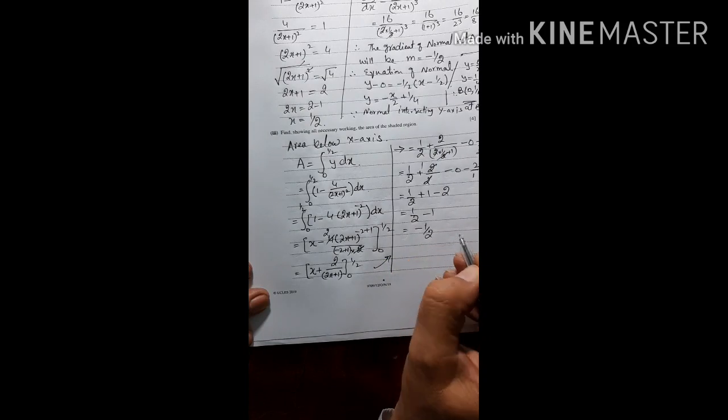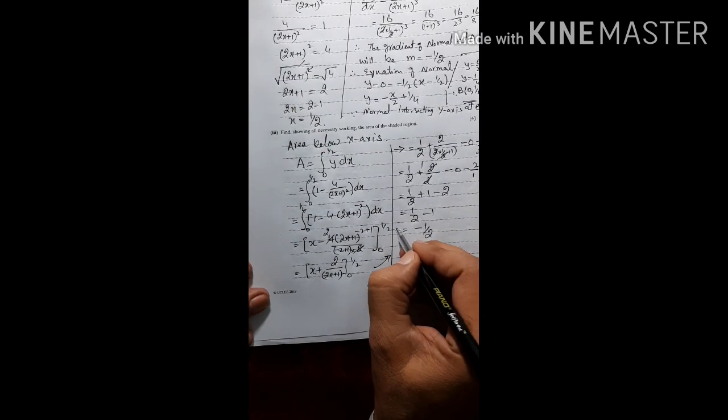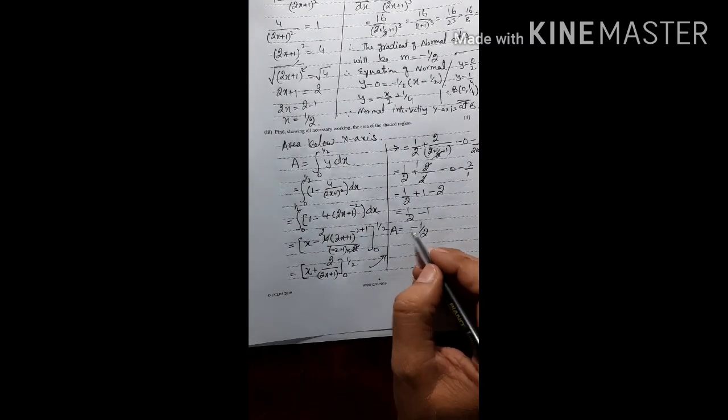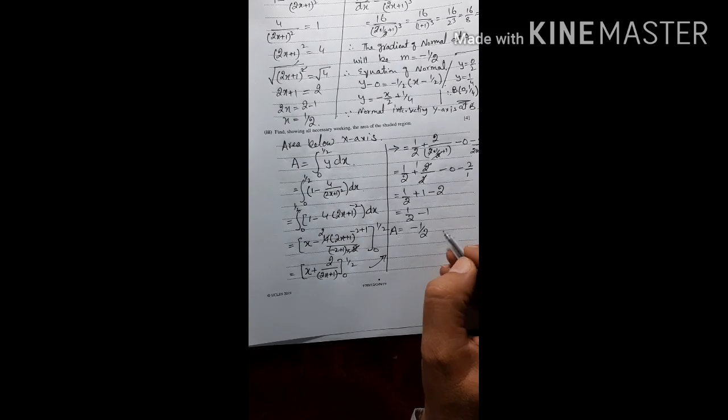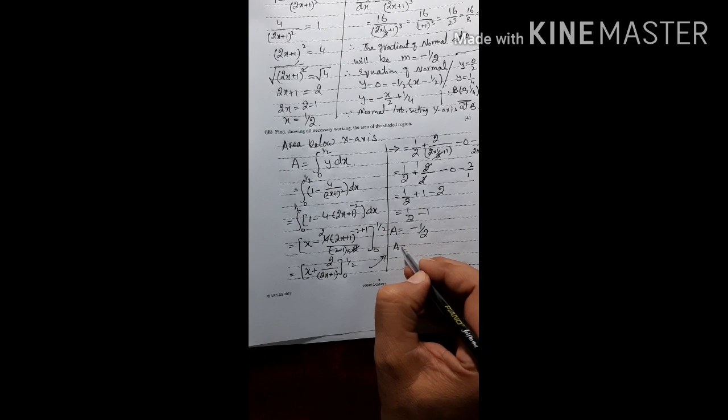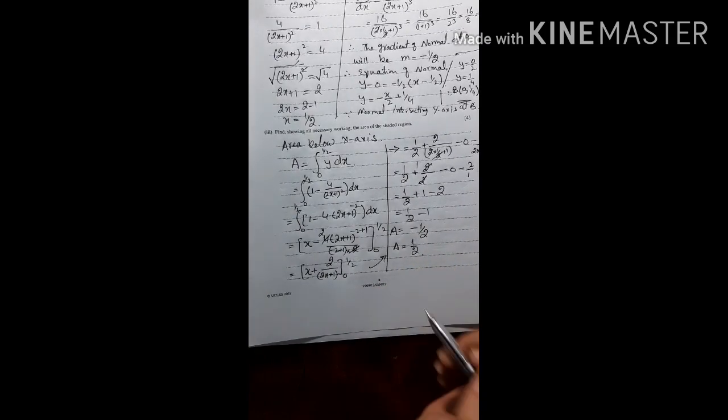So this is the area below the x-axis. Don't worry about this negative, because area can never be negative. This negative is showing that this area is below the x-axis. So actually our area is 1 over 2. So this is the area below the x-axis.